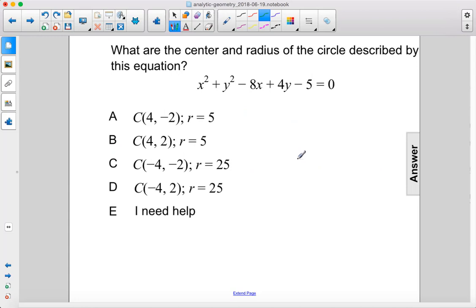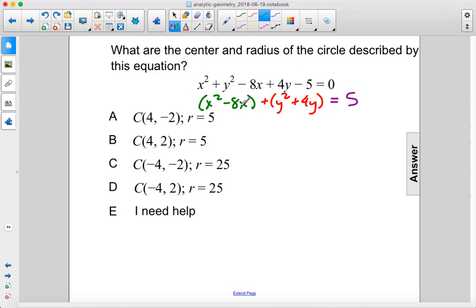What are the center and radius of the circle described by this equation? x squared plus y squared minus 8x plus 4y minus 5 equals 0. All right, so let's regroup them. So we have x squared minus 8x plus y squared plus 4y, and then we're going to add 5 to both sides, and we get 5 on the right side of the equation.